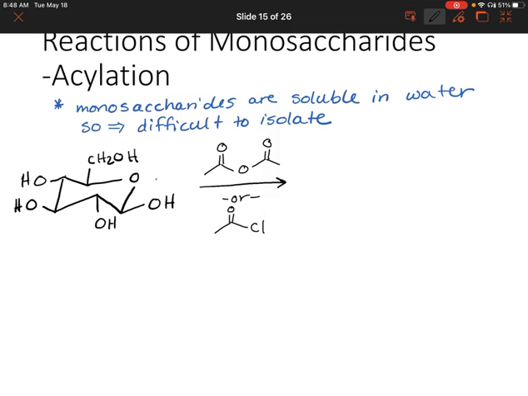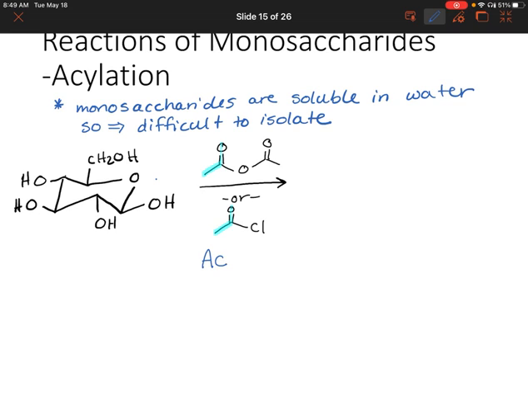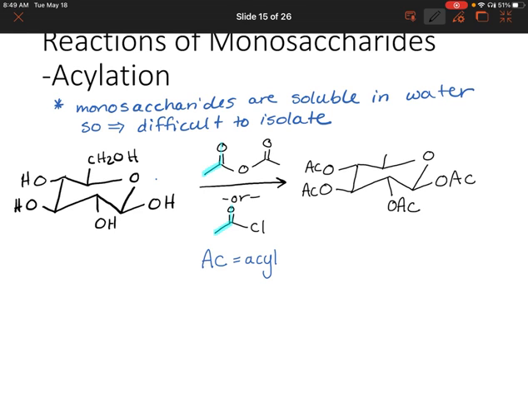So what I'm going to do here is abbreviate this acyl group as Ac. And that way it'll be a little bit easier to draw. Ooh, I'm doing terrible with the chair conformations today. It's been a while since we've done those. Okay, so all of those hydrogens will be replaced with that acyl group. And now we have esters.